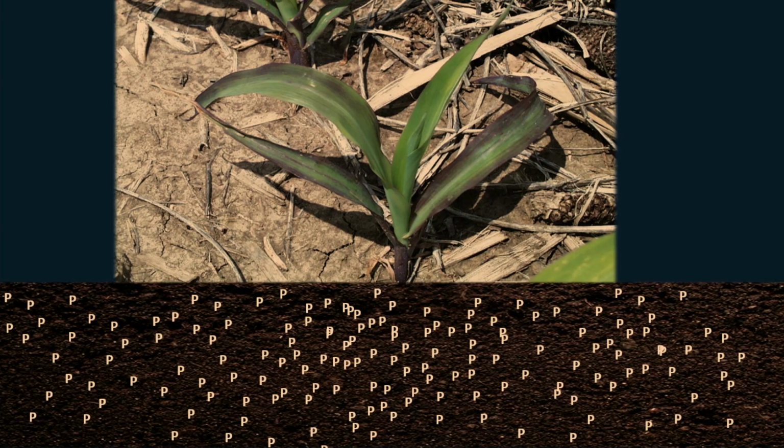But what Jason has here is a picture of a phosphorus-deficient corn plant. That's the purpling on the leaves. And he's got it sitting on top of a soil there. And you can see in that soil matrix, he's got P's all over. That's just indicating the distribution of phosphorus throughout the soil.